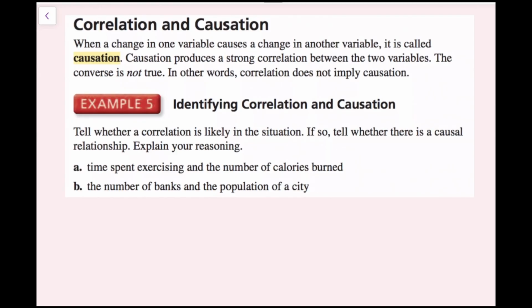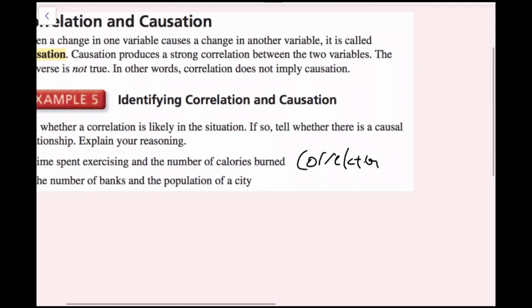So for part A, time spent exercising and the number of calories burned. That would make sense to have correlation there because the more you exercise, the more calories you burn. And the calories being burned is caused by the exercise. So there is correlation and causation here.